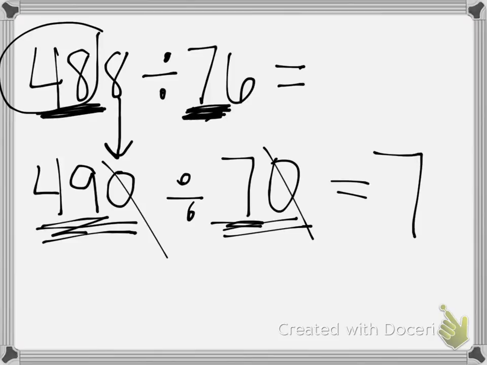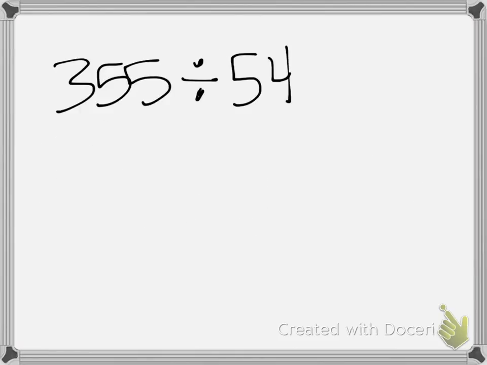So now this one I really do want you to try on your own. I kind of helped you with that one. So this one is 355 divided by 54. The only hint I'm giving you right now is keep that 5 for right now and think about what that 5 can go into easily over here with those first two numbers. So go ahead and solve that and put your answer in the quiz box.